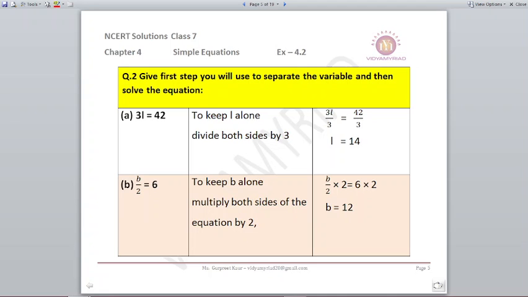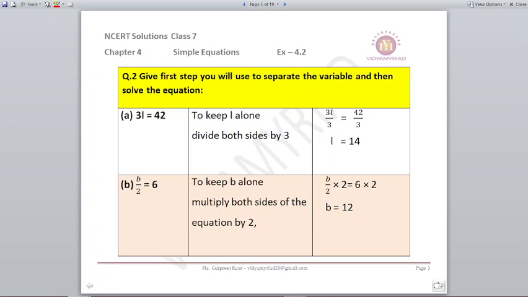So 3L is equal to 42. Both the sides will be divided by 3. 3 gets cancelled from the left hand side, so L remains alone, which is equal to 14. How 14? 42 upon 3. When you divide it, it will become 14.